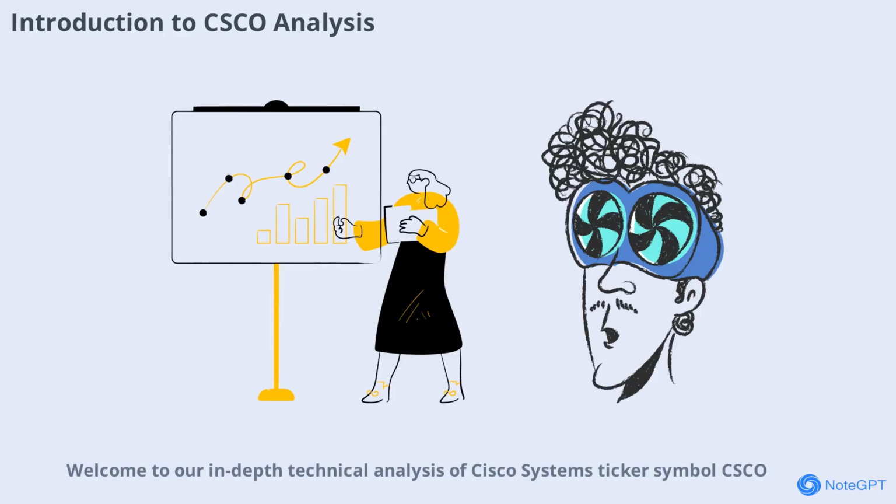Welcome to our in-depth technical analysis of Cisco Systems, ticker symbol CSCO, traded on the NASDAQ. In this video, we'll break down the latest trends, indicators, and price movements over the past 3 months, covering 64 trading days. Whether you're a seasoned investor or just curious about how CSCO has been performing, this report will provide a comprehensive look at the numbers and what they might mean for the future.